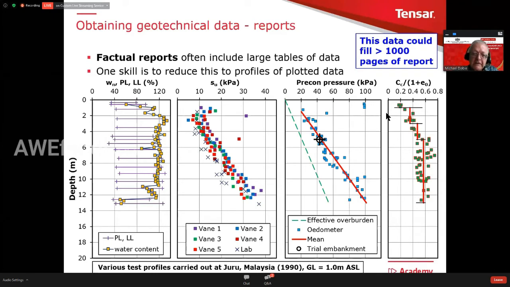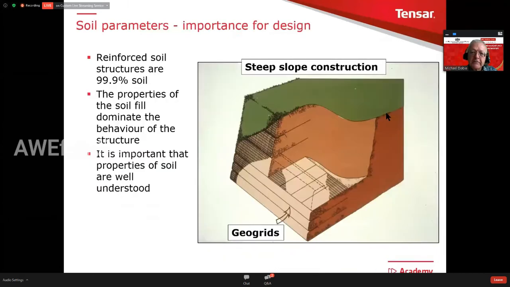So the skill of doing this is important. But these days we have wonderful programs like Excel, where it's fairly easy to put this information into those programs and derive that kind of result. Now let's move along a bit and talk a bit more about the soil parameters.